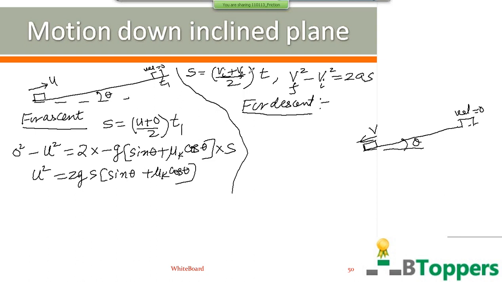Again, I use the same equation, S equal to (Vi plus Vf) by 2 into t. Initial velocity at the highest position is 0, velocity at the bottom is v, and the time of descent is denoted by t2. Next, I use the equation Vf square minus Vi square equal to 2aS. Final velocity at the bottom is v, initial velocity at the highest position is 0. As I discussed previously, the acceleration when it is sliding down the inclined plane under the action of forces mg, normal reaction and fk, is given by g into sin theta minus mu k into cos theta.